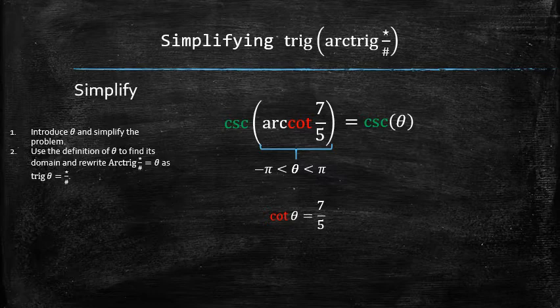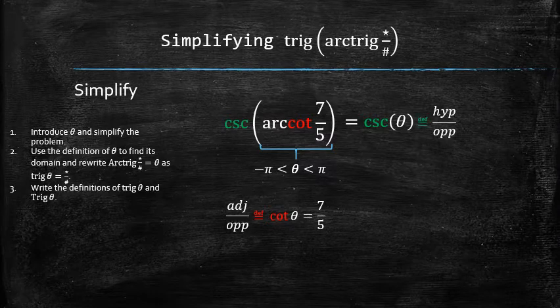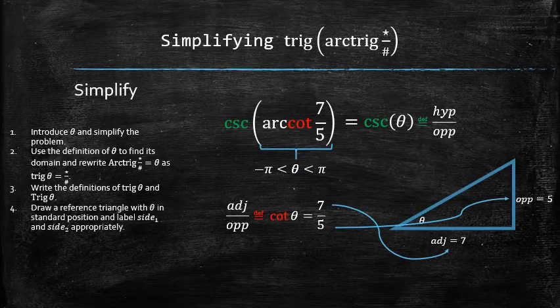Next, let's recall the definitions of both trigonometric functions, cosecant and cotangent. Now we can draw a reference triangle with theta in standard position and label the adjacent side as 7 and the opposite side as 5.